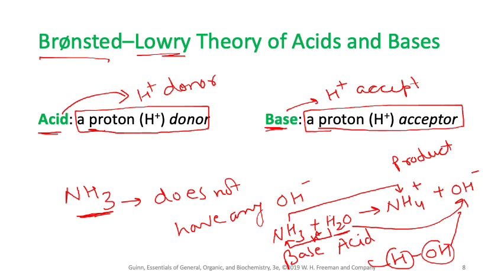So in this reaction, water is giving out the proton to the ammonia. So ammonia is what? It is your proton acceptor, because after accepting the proton, ammonia is converting into NH4+. So that's why ammonia is a base according to this definition. Which one is an acid? Water is your acid. Why? Because water is the molecule that is giving out the proton, which is being accepted by the ammonia, right? So that's why water is an acid.